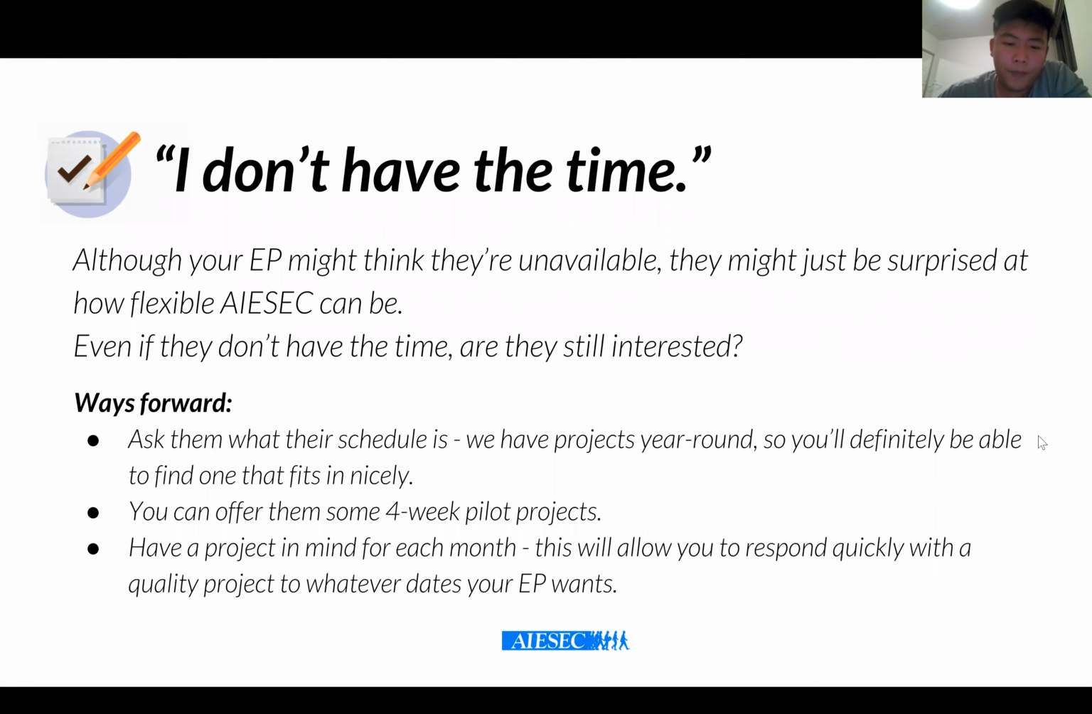But for now, one of the things you want to do first of all, for an EP, is ask them what their schedule is. Because again, we do have projects year round, so if they do have stuff planned for the summer, more than likely we're able to work around that. Because summer break is like 3 months long, and projects are a month and a half, 2 months. So unless they're going on like a 2-month vacation, which is a really long vacation, we can definitely work around it.